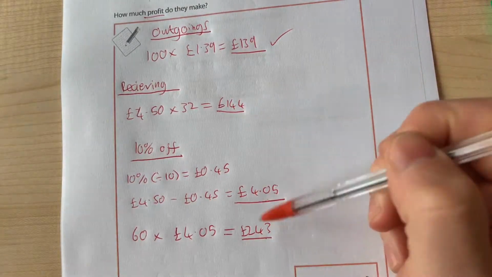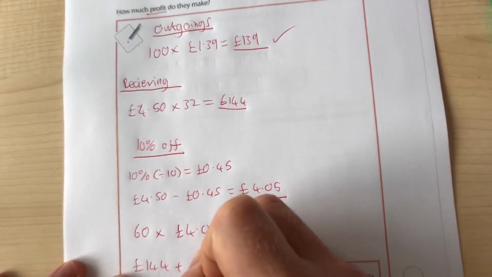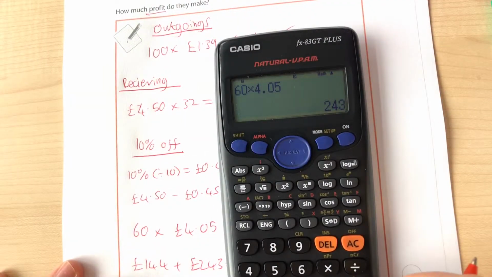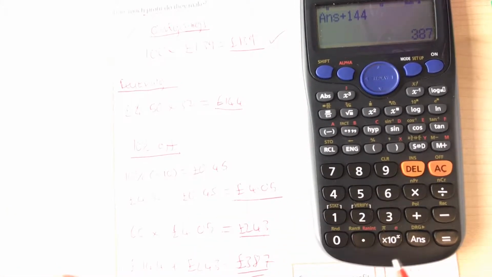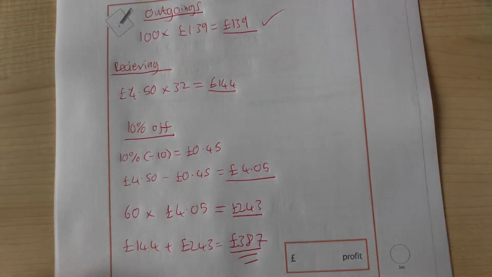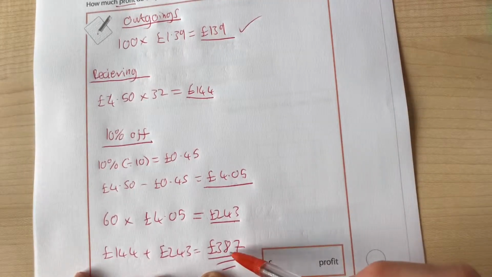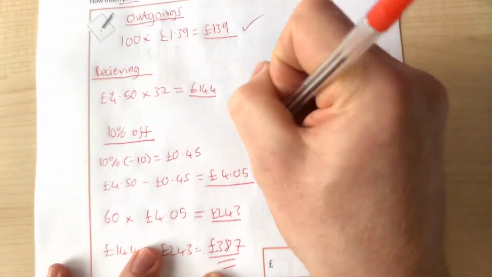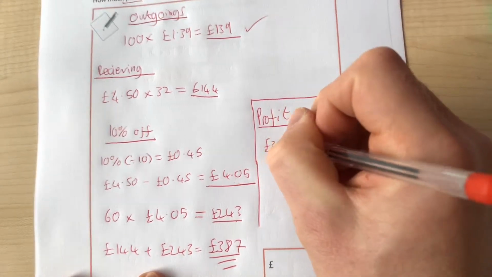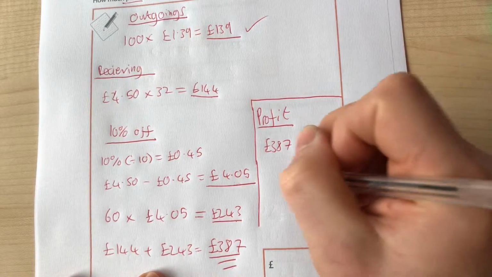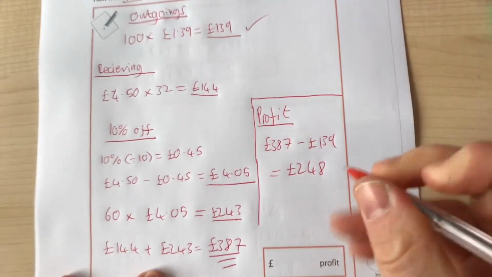£144 for the 32 sold at a separate price. So we're going to add those two together, 144 plus the 243. Gives me an answer of £387. So we've received £387. However, to find our profit, the 139 was our outgoings at the beginning, the 387 is what we've received. So for our profit, do this in a separate box, for our profit it's going to be the £387 subtract the £139 at the beginning, which is £248 profit. So a lot going on there, guys.